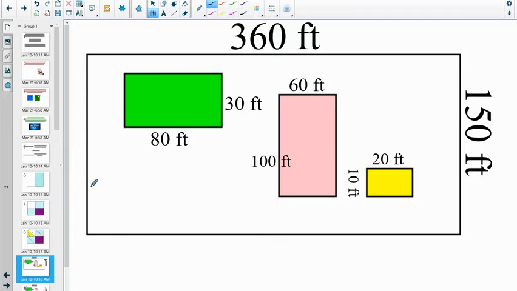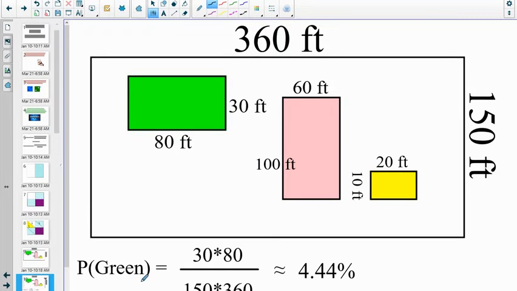The total carpet here is 360 feet by 150 feet. That's quite a big carpet. It's actually more like a football field. But that's how we're going to figure out the probability. The probability of green, 30 times 80, that's the probability of just the green region, divided by 150 times 360, that's the area of everything all put together. And when I plug that into my calculator, I get 0.04444444. I'll round that to 4.44%.